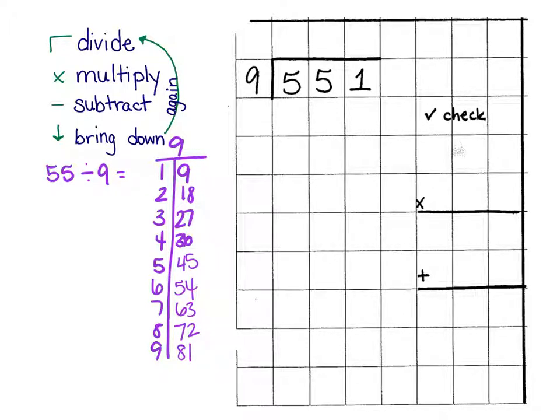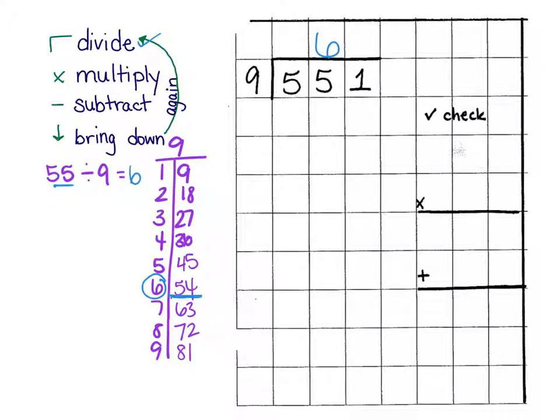Now that we have that done, we can figure out 55 divided by 9. So in our table here, 55 would be right about here. So we know that 55 divided by 9 is 6, because 54 is the largest number without going over 55. So we put 6 up here because 55 divided by 9 is 6. And then we divided. Yay.